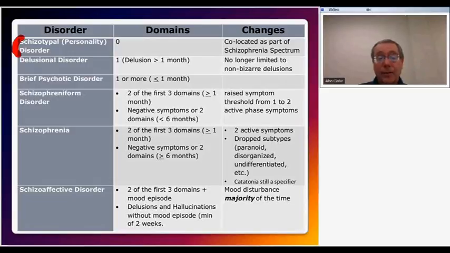And in the case of schizophreniform, it's less than 6 months. In the case of schizophrenia, it is over 6 months. The other thing they've done with schizophrenia is they've dropped the subtypes. So paranoid, disorganized, undifferentiated, etc. have been dropped. So catatonia can still be a specifier.